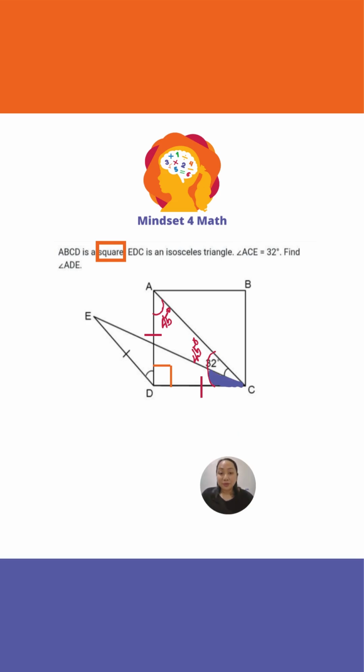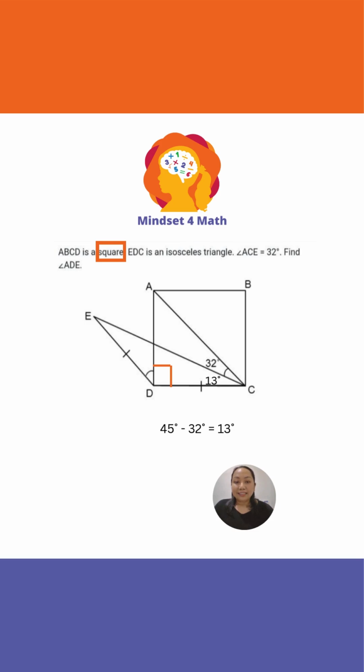Now we can compute for angle ECD, which I marked purple in this diagram. 45 take away 32 degrees is equal to 13 degrees. Angle ECD is equal to 13 degrees.